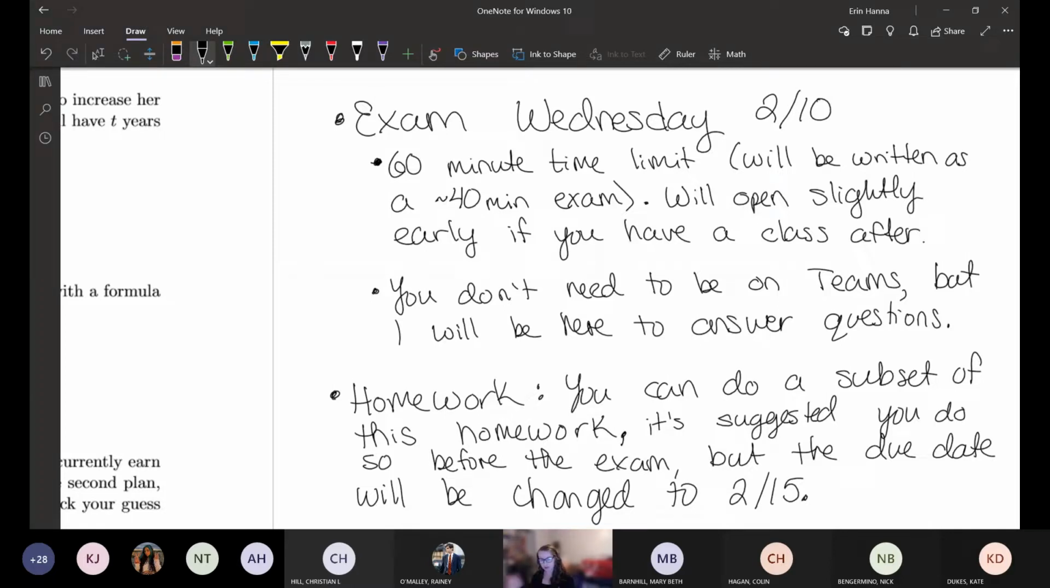That doesn't mean that everyone will necessarily finish in 40 minutes. Some people might finish early, people might need to take a little longer. So the class is 50 minutes, of course, but I will give you a 60-minute time limit. I will also open the exam up a little bit early, maybe 20 minutes early, so that if you have a class directly after that you would need to get to, you can allow yourself that extra 10 minutes if you want.